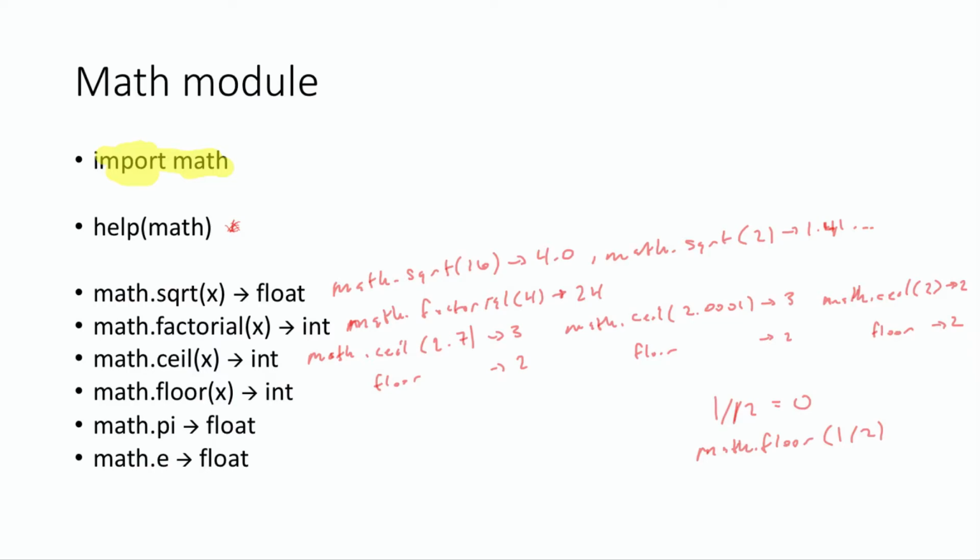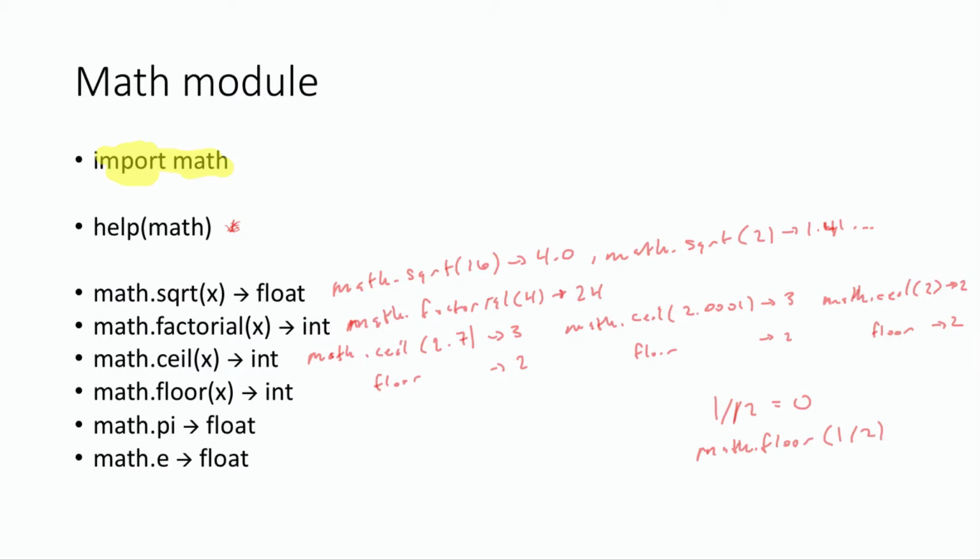It's less code. And the last thing I'll show you really quick is there are two constants that are in the math module, math.pi and math.e. They'll both give you approximate values for pi and e.